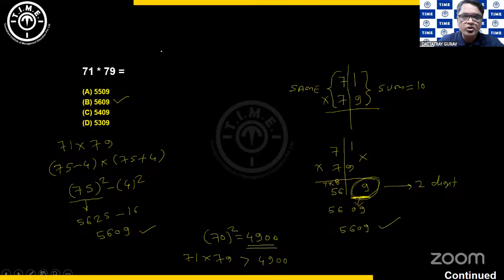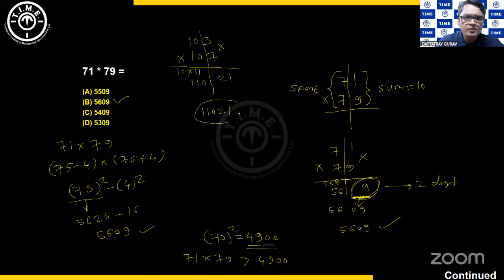So you can take one more number here. Suppose the number given is 103 into 107. Here also I can apply the same method. Multiply these two: 3 sevens are 21, and this becomes 10 into 11, which is 110. So what should the answer be here? 11021. The same logic I can apply for 2-digit or 3-digit numbers, depending upon the question given to you. At the same time, please cross check the options also.